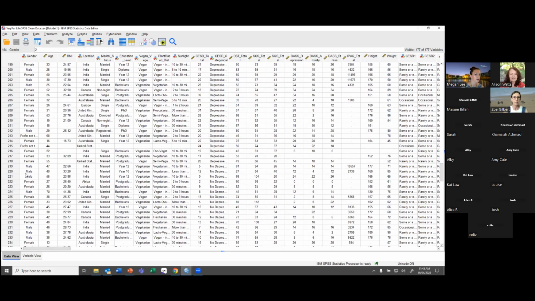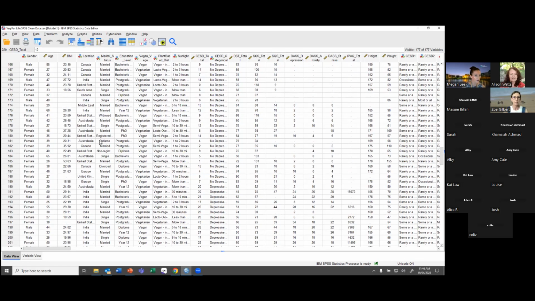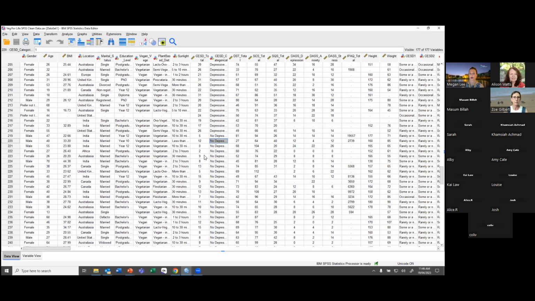Let's look at participant number 220. That person is male, he's 40, his BMI is 33.2, which is in that obese class one. They're from India, they're married, they only had a year 10 education level, vegetarian, self-identifying as vegetarian, less than 5 minutes. So even now, this is starting to sound very much like the other person, like they've just gone through and just clicked things. Their CESD total was 12. Was that the same as 175? Oh, it was. So again, this is looking like a participant who didn't do this properly.